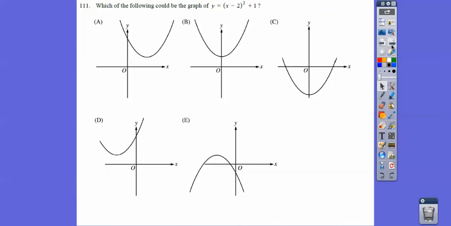All right, which of the following is the graph of this quadratic? Okay, when it's in this form, the vertex is the opposite sign. So it's at 2, 1. And since it's a positive, it's opening up. The only one that works is this one. This one looks like it's at 2, 1, and it's opening up right there, okay?